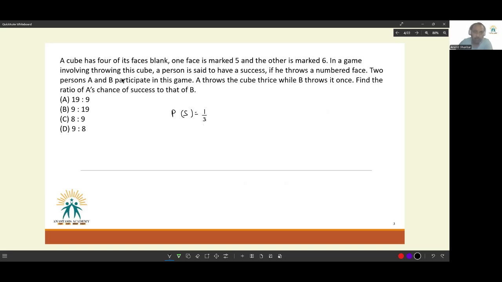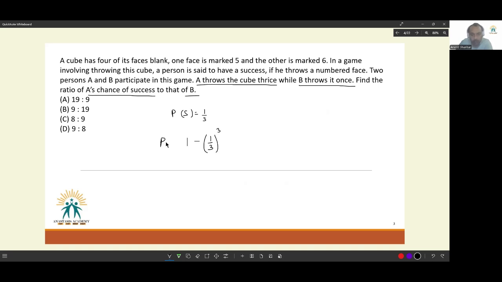2 persons A and B participate in the game. A throws the cube thrice and B throws it once. Find the ratio of A's chance of success to that of B. Okay, A's chance of success is, from the total probability of 1, if he does not succeed in getting any number in any throw, and that is given by 1 by 3 whole cube.